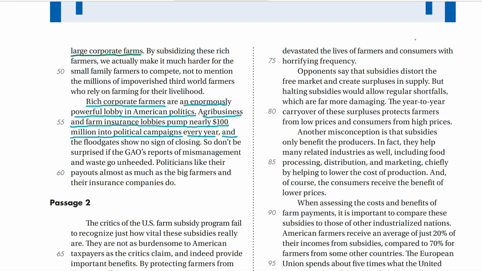And the floodgates show no sign of closing. What does floodgates mean here? You know the gate that you open so the water comes out, and the gate that you close. Here, what does it mean by the floodgate? The immoral funding. The floodgates show no sign of closing: the tap of corruption will never be closed. So don't be surprised if the GAO's reports on mismanagement and waste go unheeded, meaning nobody cares about it. Politicians like their payouts almost as much as the big farmers and their insurance companies do.